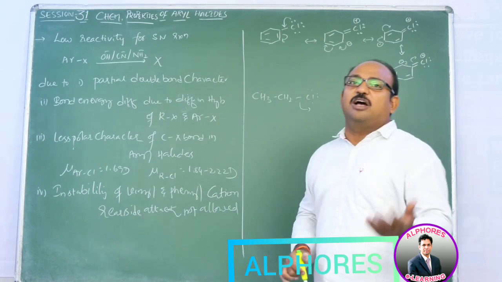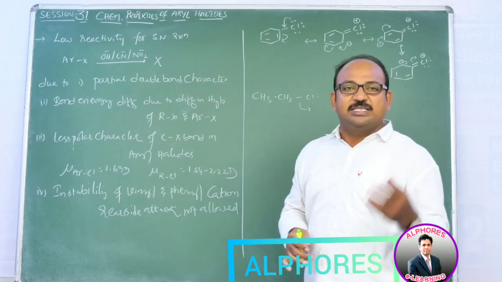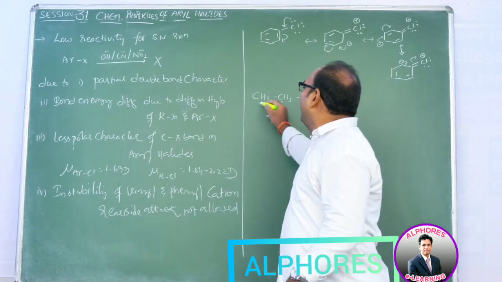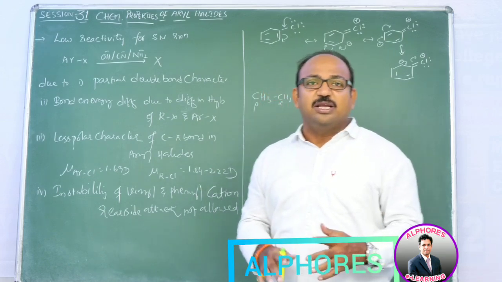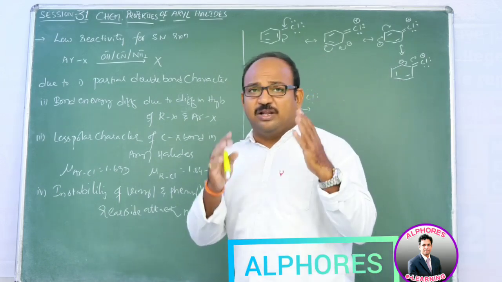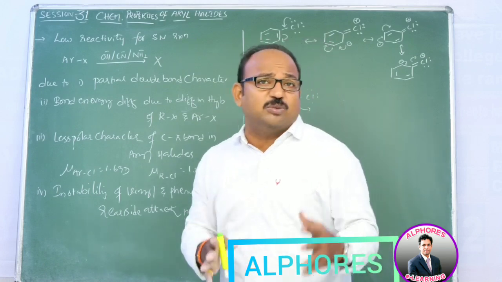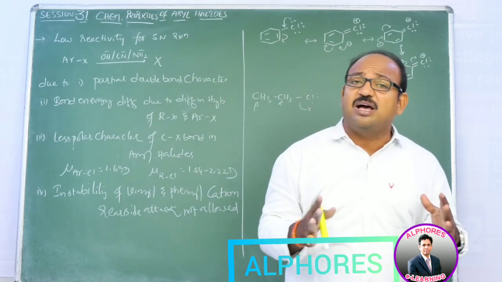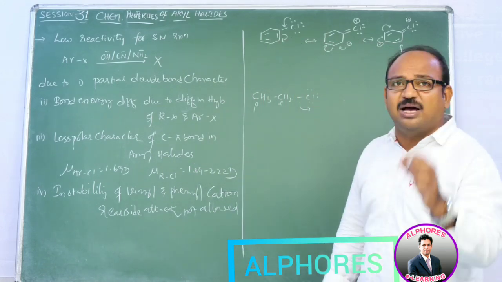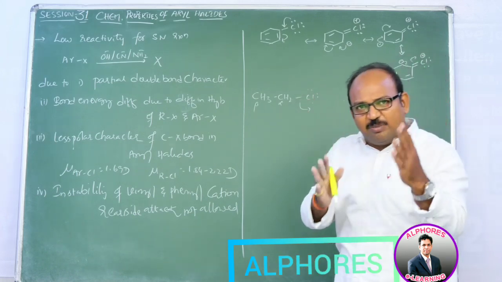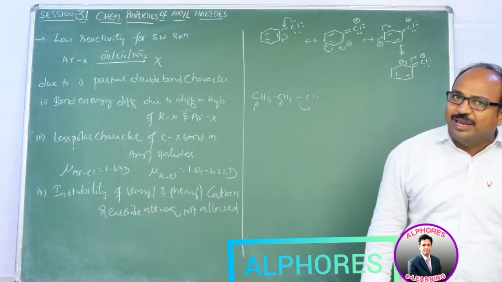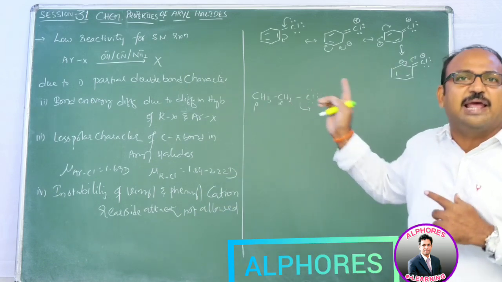And instead of that, if you are using a strong base, if it approaches a beta carbon containing hydrogen, it leads to elimination, right? So elimination and substitution reactions are possible or feasible in case of alkyl halides because of the carbon-chlorine single bond character. But the same single bond character we cannot observe in case of aryl halides.